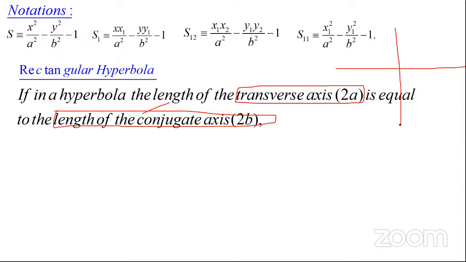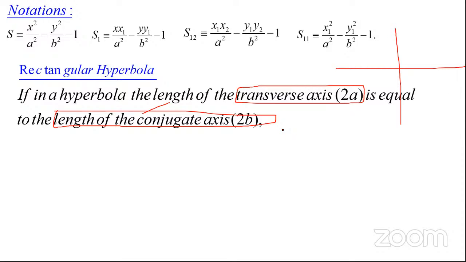In the hyperbola, when the length of the transverse axis is equal to the length of the conjugate axis, that is 2a equal to 2b, then the hyperbola is called a rectangular hyperbola.